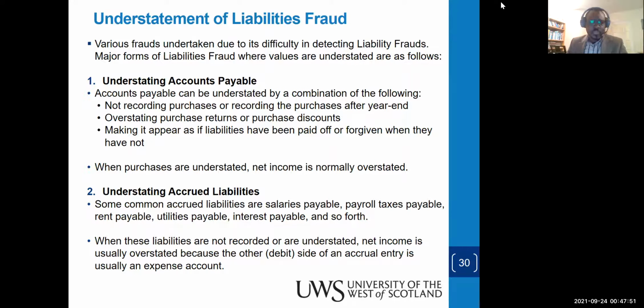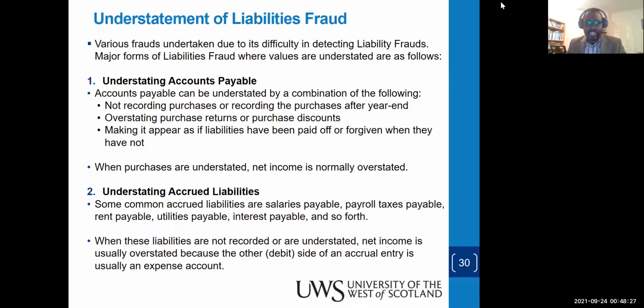Okay. So we've looked at this. All that we've said in that table is what I've populated here. They will understate accounts payable by not recording it, or recording the purchases after the end of the year. They will make it appear it is something which occurred after the cut-off period. Okay, they could overstate purchase discount. Look at this, I've said this: they could write off this debt as if it has been forgiven, when in reality it has not. They could also understate accrued liabilities.